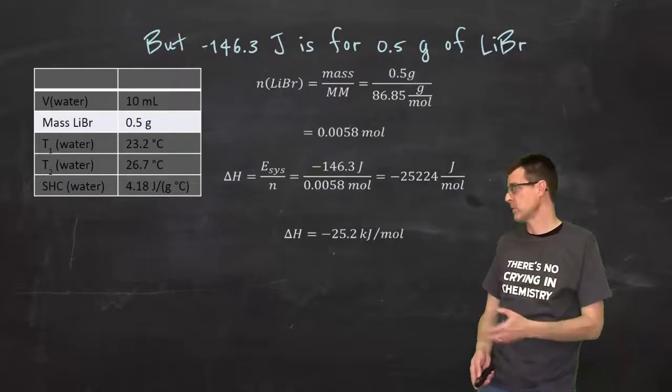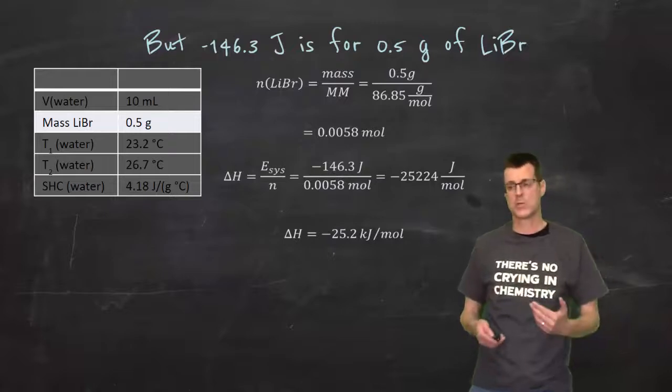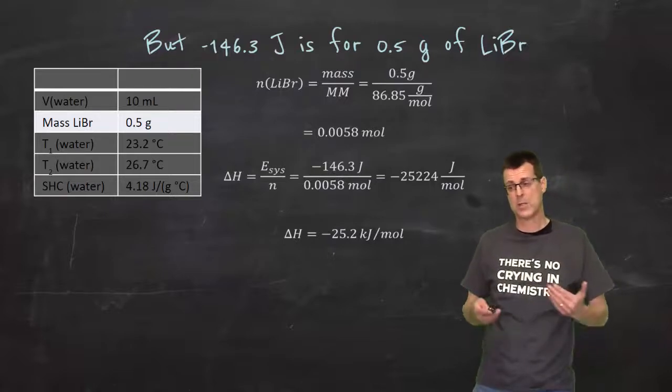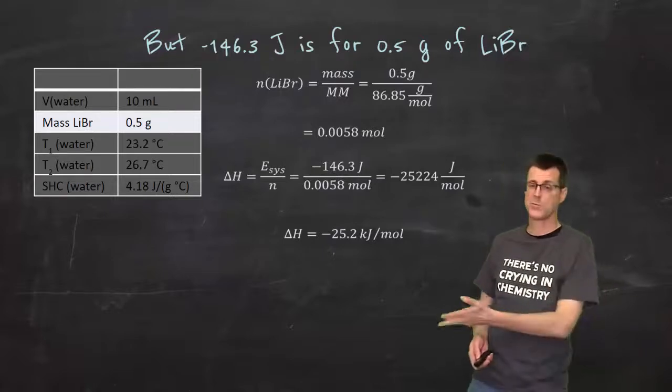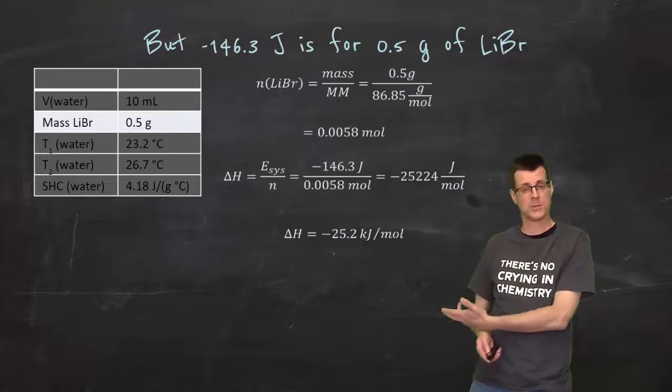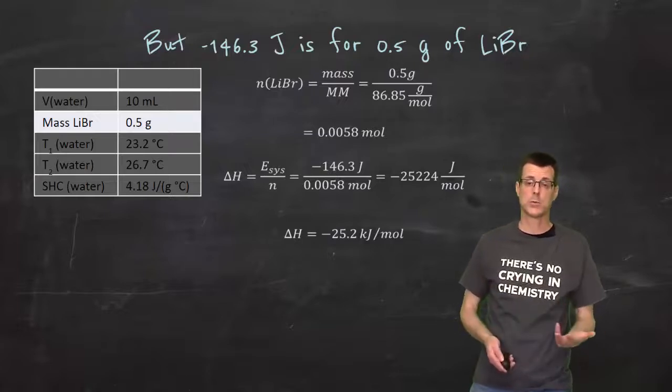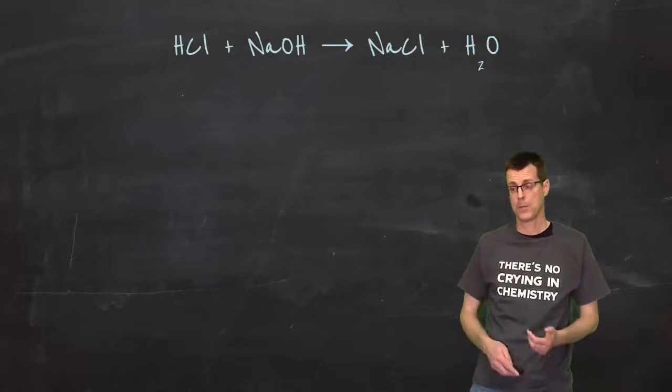Now, most often, these numbers are more convenient to express in kilojoules per mole, which just means I divide the joules per mole by 1,000 to get kilojoules per mole. That's all there is to it.